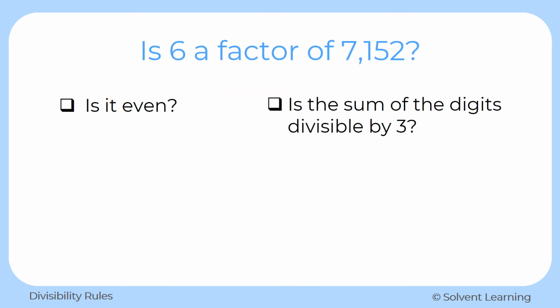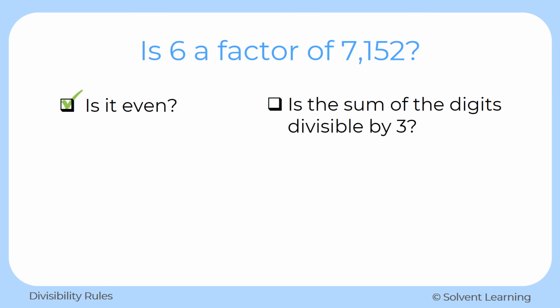Now let's go back to our original question. Is 6 a factor of 7,152? So you remember, if 6 is a factor, that means that both 2 and 3 are factors. So let's see if this number passes both of those tests. First, to see if 2 is a factor, we need to see if the number is even. So we look at the last digit, and as long as the last digit is 0, 2, 4, 6, or 8, then it's even. Our last digit is 2, so it passes that test.